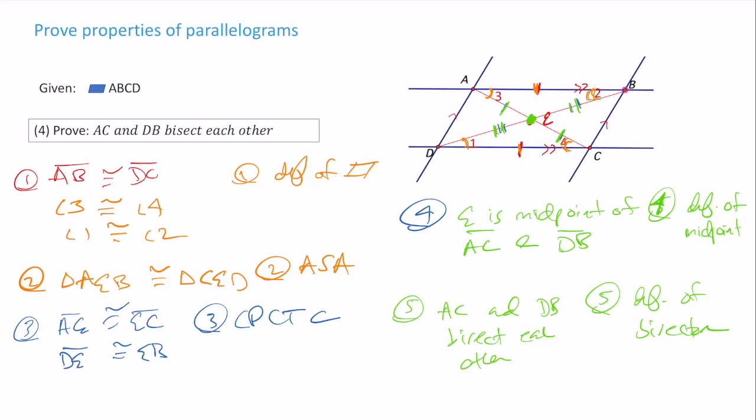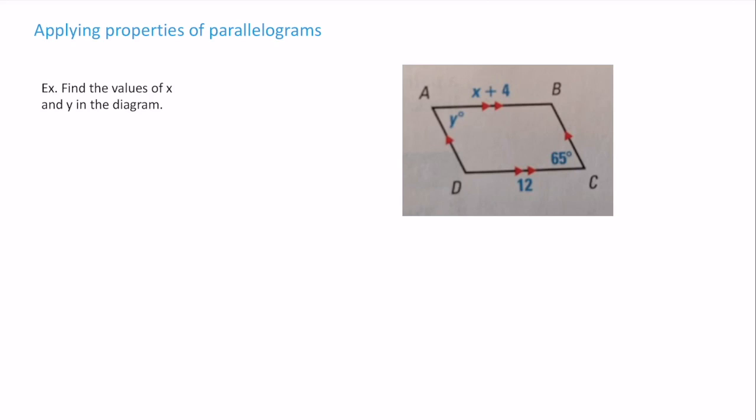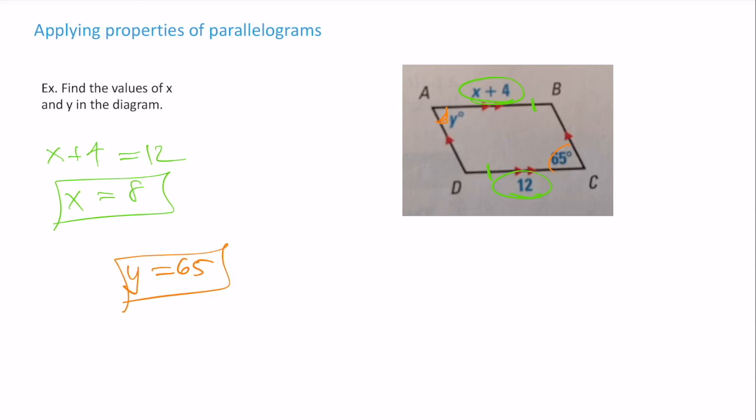Okay, so we just proved that if you have a parallelogram, any parallelogram, the diagonals cut each other in half. They bisect each other. So now let's just apply some of the properties that we know. In this case, we're finding the values of x and y. So we can start with x, right? For x, we know that that length has to be the same as 12 because opposite sides are congruent. So x plus 4 has to be the same as 12. So x has to be 8. That's pretty simple. And then it turns out that y is even simpler because opposite angles are congruent. So y is 65. That is about as easy as it gets.